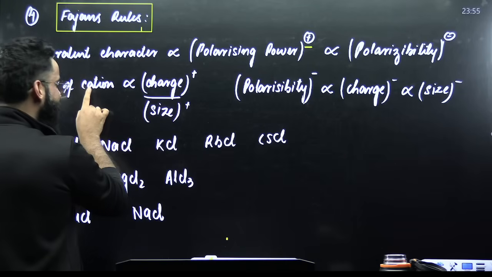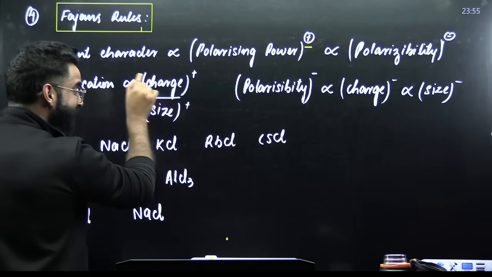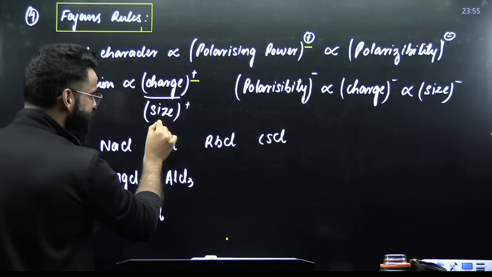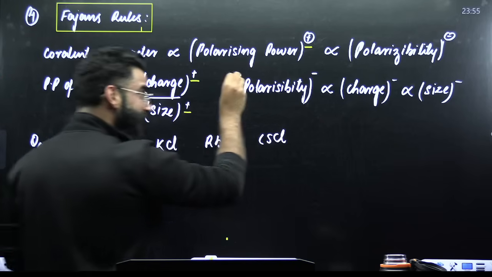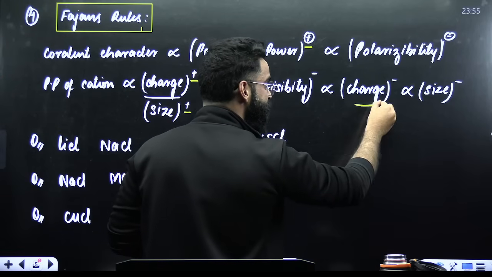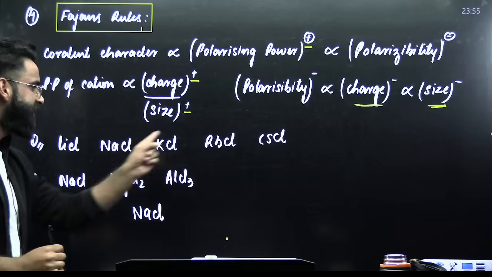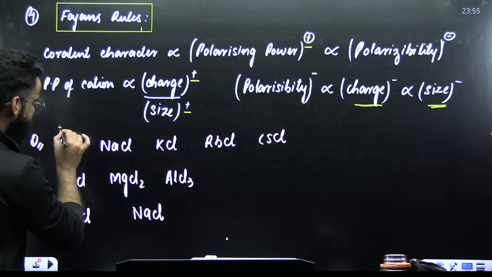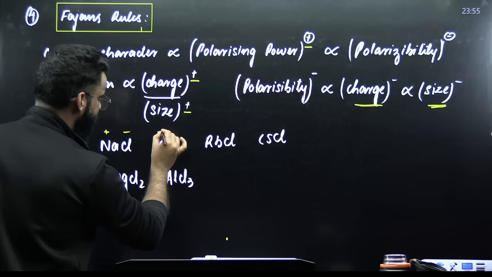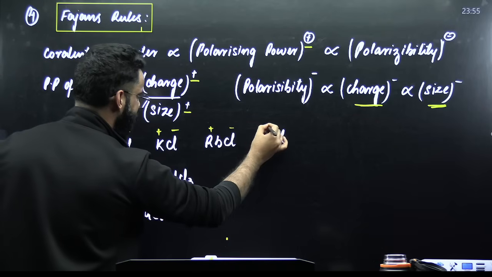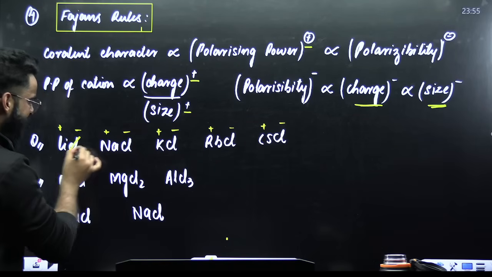Now, polarizing power of the cation depends on 2 parameters. It is directly proportional to the charge on the cation and inversely proportional to the size of the cation. Polarizability is directly proportional to the charge on the anion and directly proportional to the size of the anion. Remember these things. Now, for example, this is the question. First of all, this is Li positive, Cl negative, Na positive, Cl negative, K positive, Cl negative, Rb positive, Cl negative, Cesium positive, Cl negative. So the anion everywhere is the same.